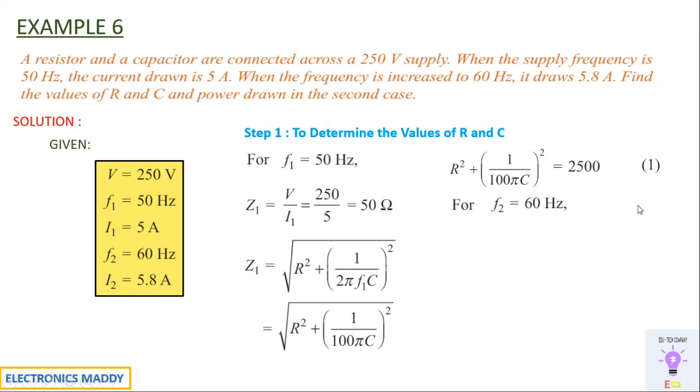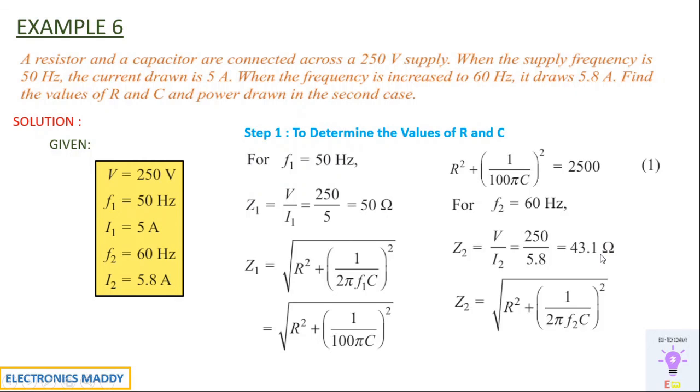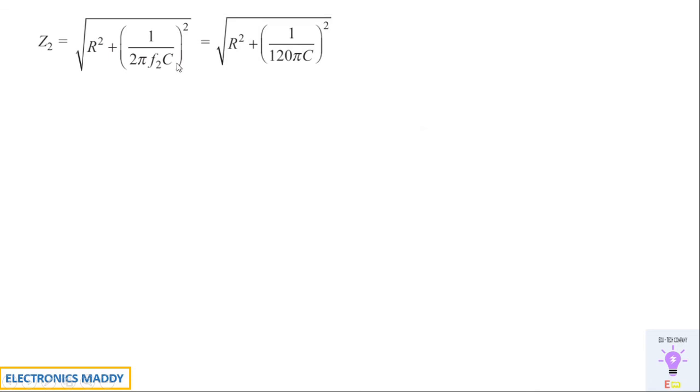Again we do the same steps with respect to F2, that is 60 hertz. Z2 is equal to V by I2. Substitute 250 divided by 5.8. The same supply voltage is connected here as well, and the only thing that has changed is the frequency. Once the frequency is increased, the current changes in the circuit, while the voltage stays constant throughout the problem. So we find Z2, that is 43.1 ohms. Z2 is written as the square root of R square plus 1 by 2 pi F2 into C, whole square. Substitute the value of F2, that is 60.